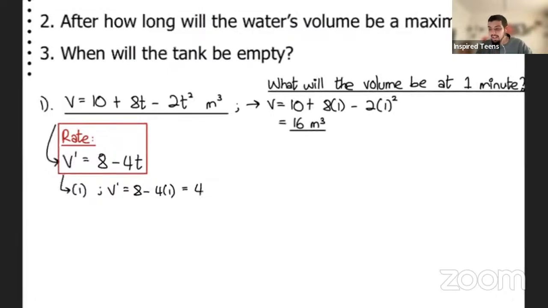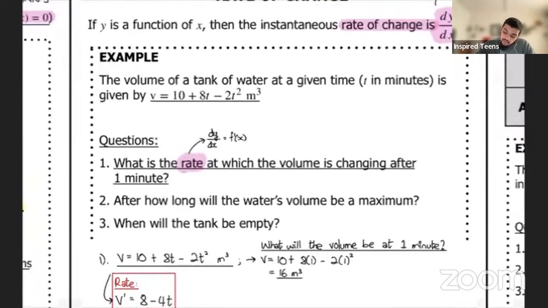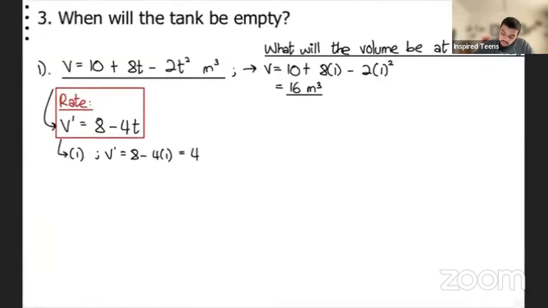Did I do this wrong? No. What is the rate at which it's changing? Okay, so the answer is 4, but what are our units? Our units are always going to be whatever the unit of the equation is, volume, divided by the unit of time that you are using. The unit of time that we are using is minutes. So this is going to be meters cubed per minute. Always the unit divided by the time unit that we're using.